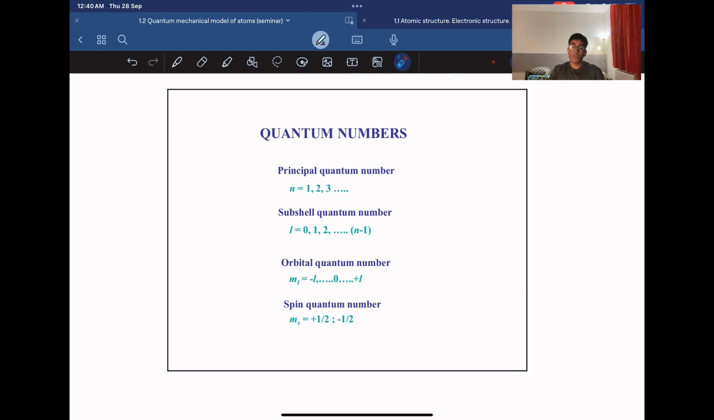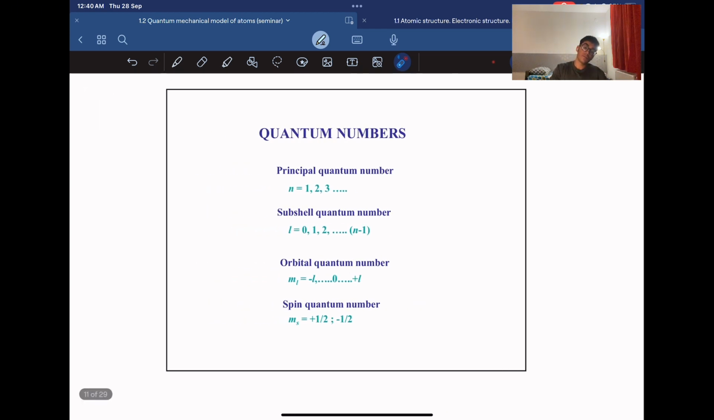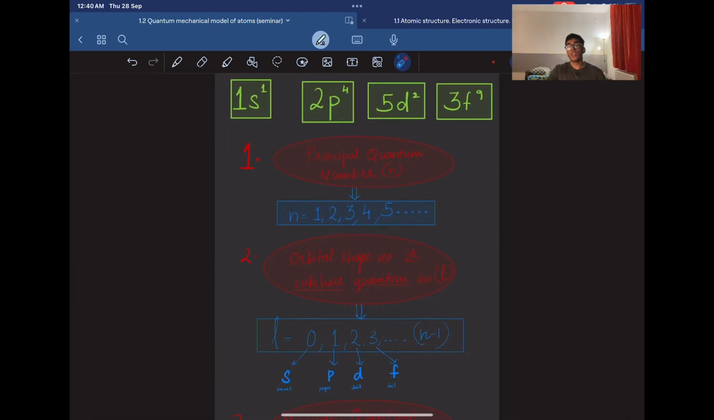Now we have some big boys, quantum numbers, the big people. Now let's just study this in my way. I've given some examples up top of how we can describe the position of an electron in an atom. This is one of the ways.